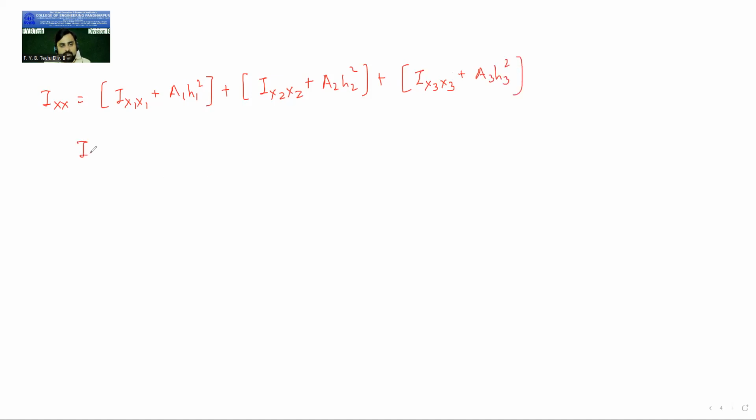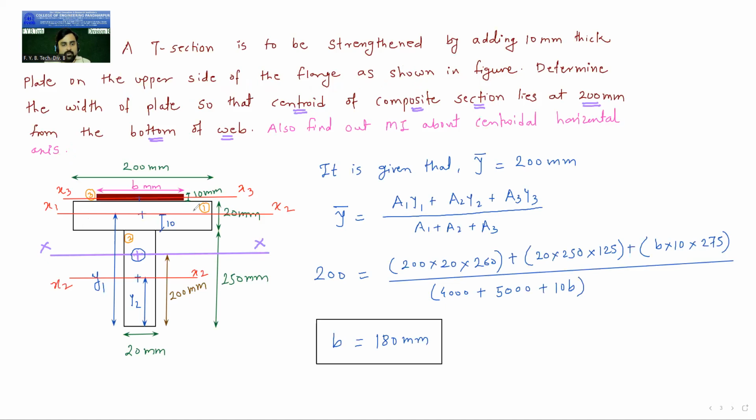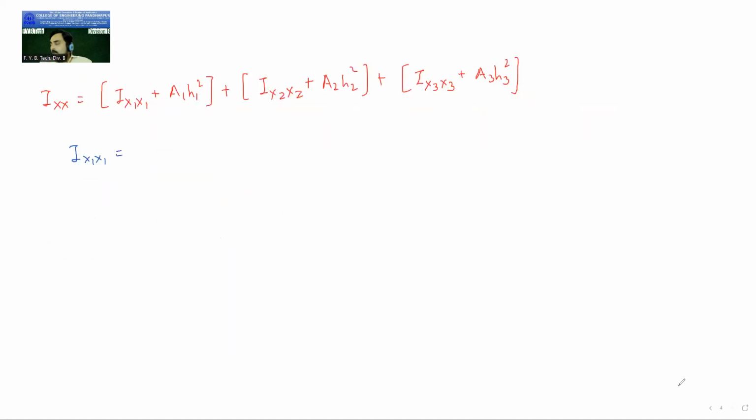So now calculate Ix1 first. It will be the first figure. This x1 axis is cutting the dimension 20, so it is 200 into 20 cube by 12. Calculate this. What is the answer? 1.3 into 10 raised to 5 mm raised to 4. Others, please do check the answers.